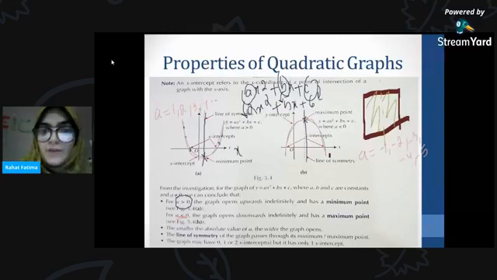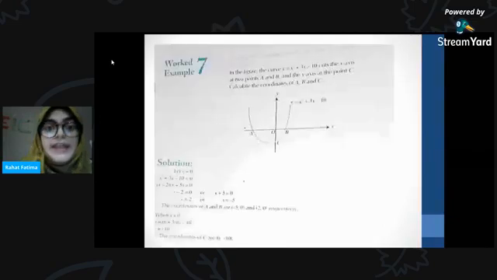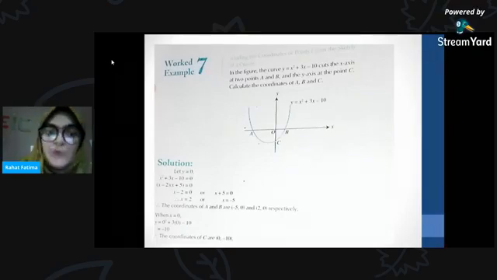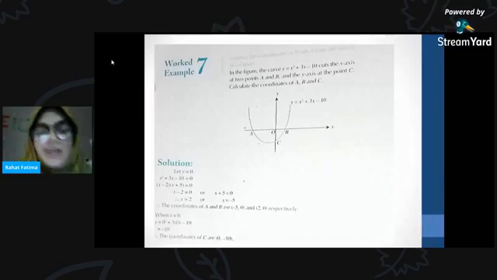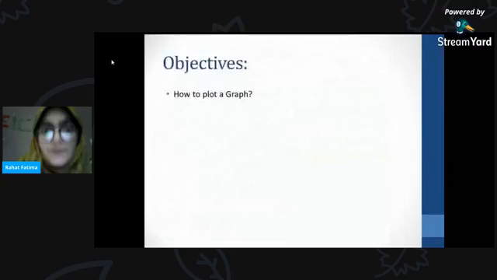We talked about the intercepts, that's the x and the y-intercept. We talked about the line of symmetry. We talked about when your graph opens up and when the graph opens downwards. Then we learned how to find different intercept values from the graph given to you. So we learned in the previous class how to find the x-intercept values and the y-intercept values from the graph given to you. In today's class, we will be learning how to plot a graph.